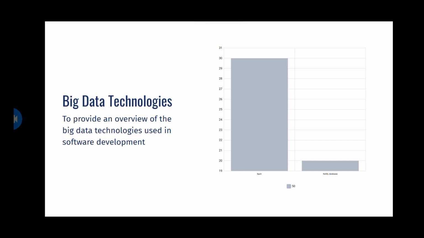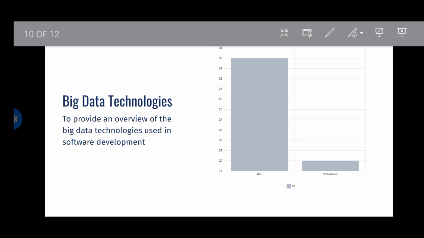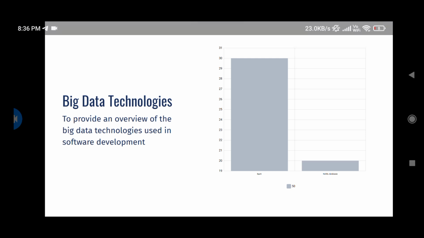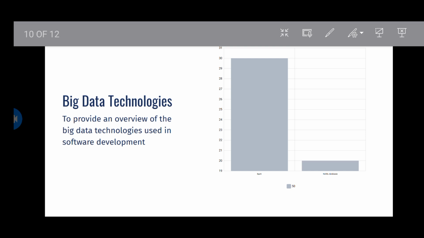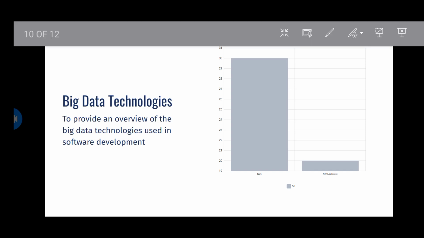We can't use the general normal data techniques on big data. We should use some advanced technology features to analyze big data. Let us see some big data technologies, to provide an overview of the big data technologies used in software development. Yes, you can see the graph on my screen.